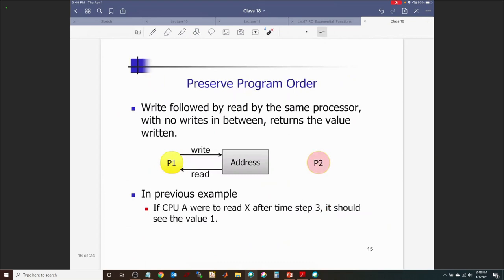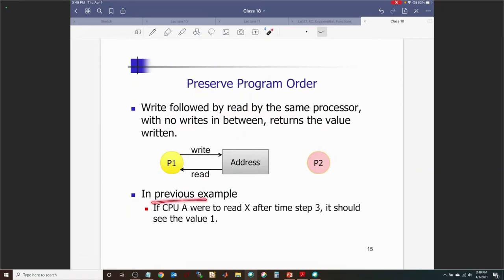First, preserve program order. What does it mean? It means a write followed by a read by the same processor. You have a memory here, with addresses. There are two processors, P1 and P2. P1 is trying to write to a specific address and then trying to read from that same address. A write followed by a read by the same processor with no writes in between returns the value written. So whatever you write, you read the same thing back with P1.